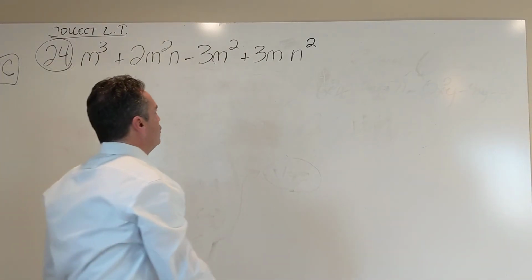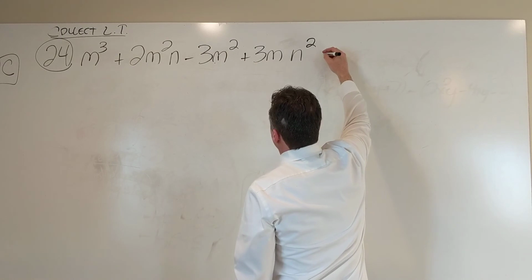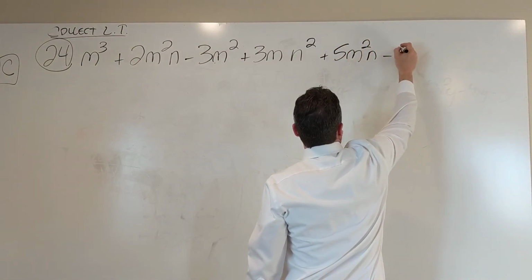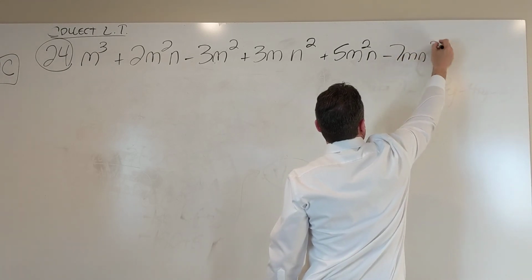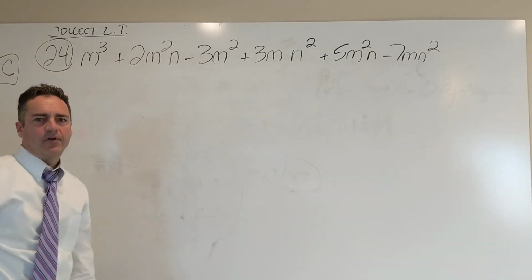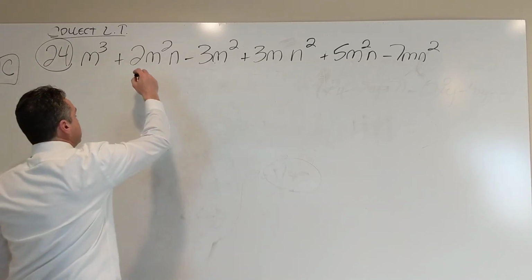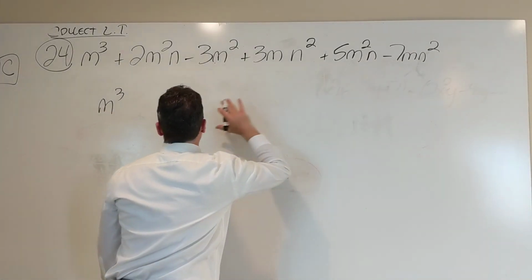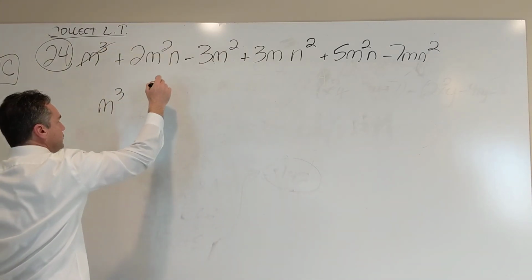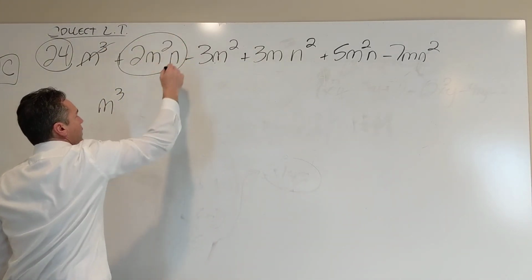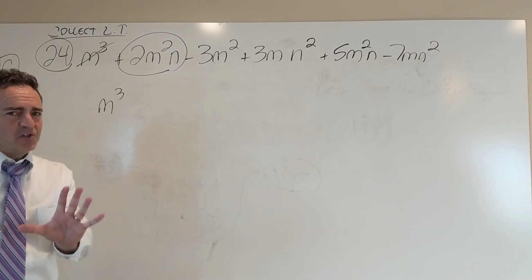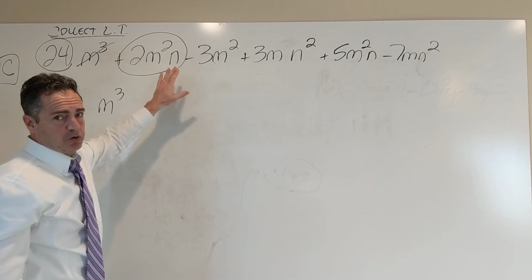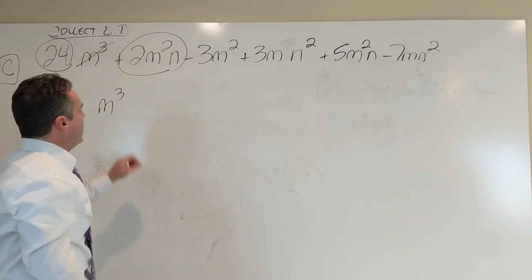So if we were to add a couple of things to this and say, plus 5m squared n minus 7mn squared, now we have some like terms. So we come back to this, we have no other m to the thirds, that's coming down. We have 2m squared n, again, remember, operations with polynomials and several variables, so there's multiple variables going on in this term.